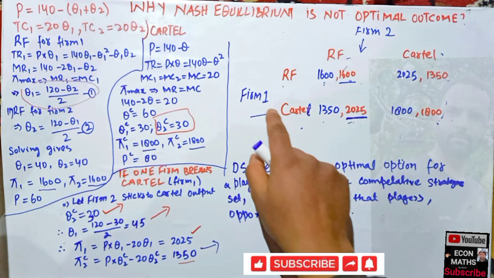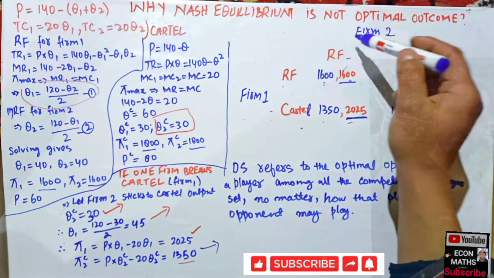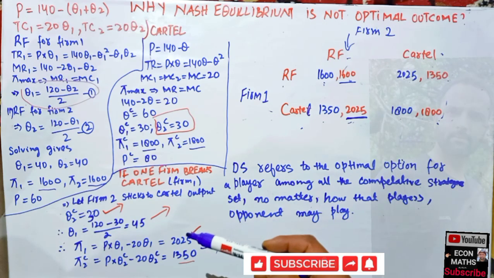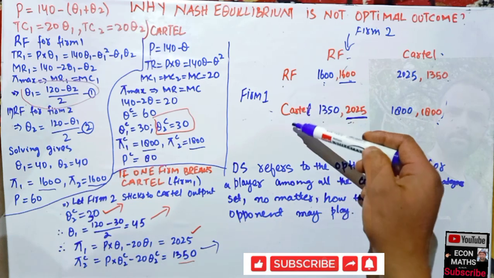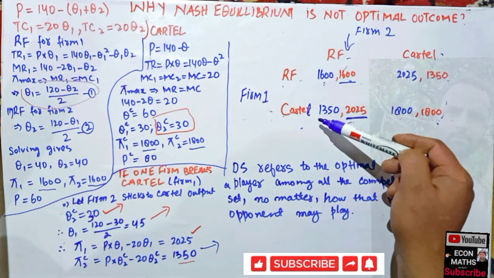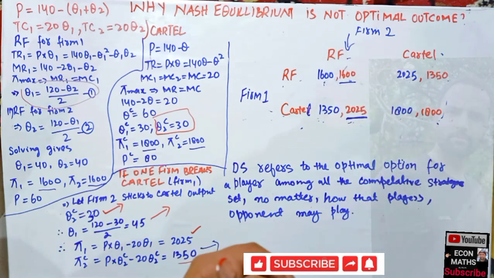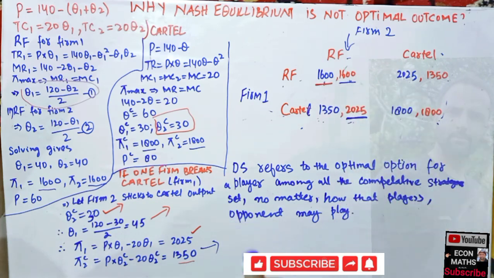Now let us see what happens for firm 1 when firm 2 chooses its strategy. Let us say firm 2 chooses to play according to the reaction function. Then firm 1 has two options, either to play according to the reaction function or according to the Cartel. The Cartel gives 1350, the reaction function gives 1600. Obviously 1600 is greater than 1350, so firm 1 will choose to produce according to the reaction function.